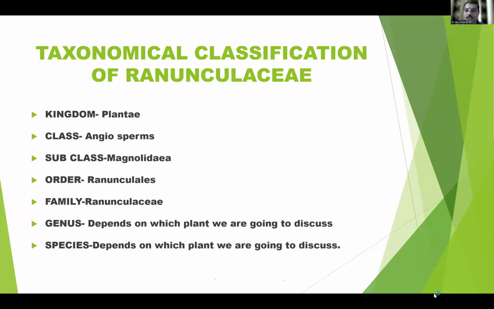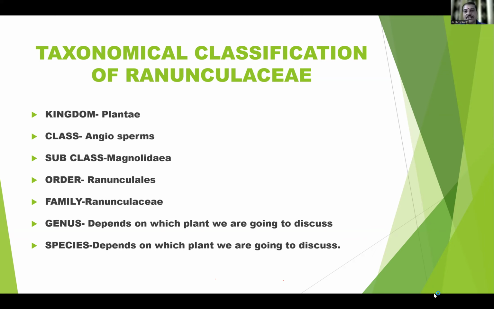You all know the taxonomy of a particular thing. The Ranunculaceae family comes under the kingdom Plantae, class Angiosperms, subclass Magnoliidae, order Ranunculales and family Ranunculaceae. This is the taxonomic idea of the Ranunculaceae family, and the genus and species will be named after the remedy which we take from the family.